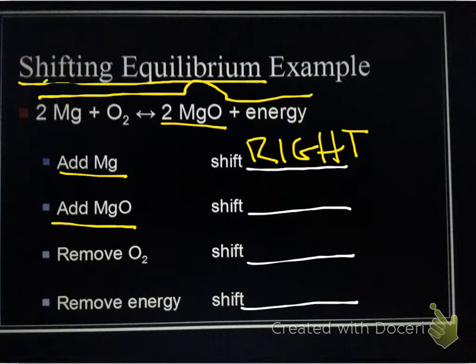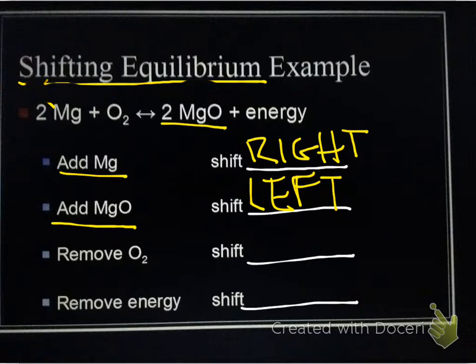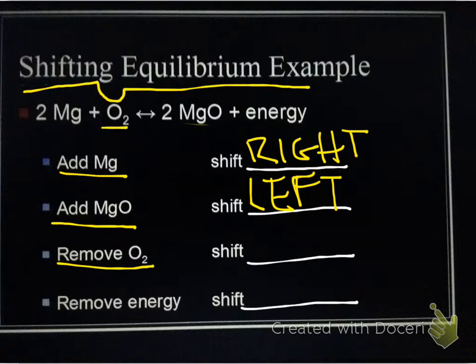So I've added on the right, which means it's going to shift to the left. Okay, and then removals work in exactly the opposite way. So where with addition, it shifts to the opposite side, with removal, it shifts to the same side. So if I remove O2, that means I've suddenly got less of it over here. Okay, it's going to shift to that same side, so it's going to make more O2 to fill in that gap. So this one is going to shift to the left.